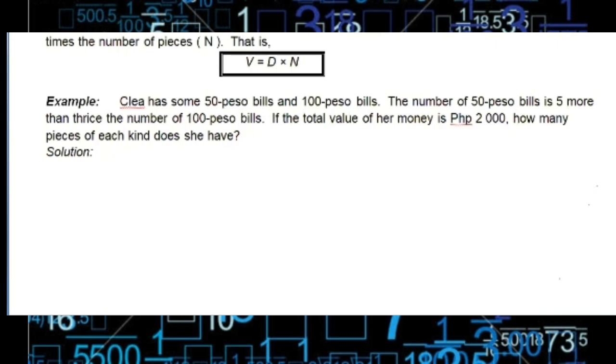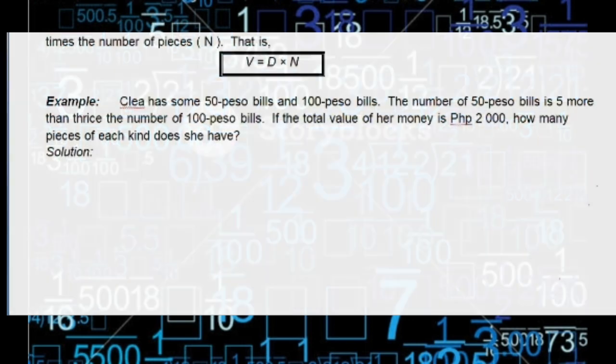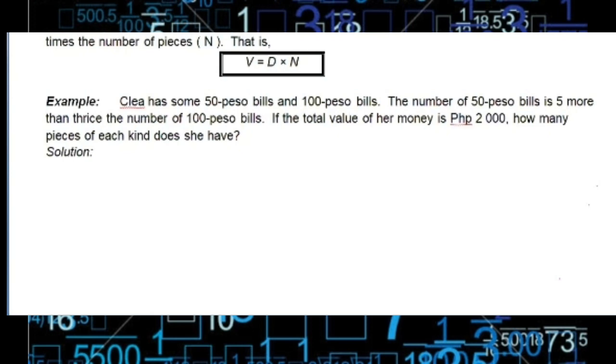Kasi Clea daw, meron daw siyang mga buong pera. Na kung saan yung papel niya, binubuo lamang ng pulang pera na buo, saka kulay violet. So, alam niya naman na 50 pesos yun, saka 100 pesos. Okay? Yung bilang daw ng piraso ng 50 pesos niya ay katumbas ng 3 beses ng 100, plus 5 pa. So, ngayon, kung ang kabuang halaga ng perang hawak niya ay 2,000, tigi-ilang piraso yung 50 niya at tigi-ilang piraso yung 100 niya na hawak. So, yun ang hinahanap natin.